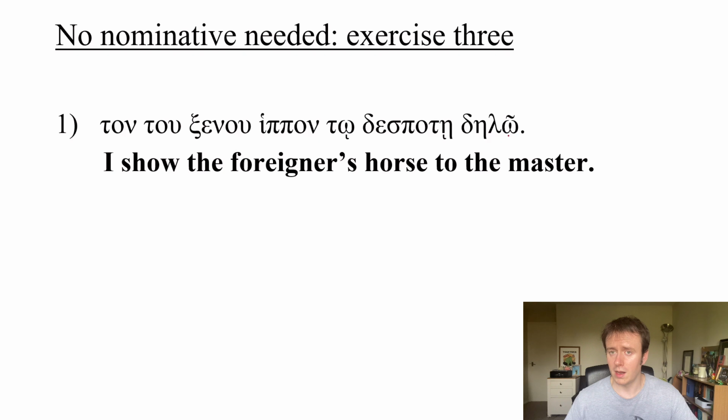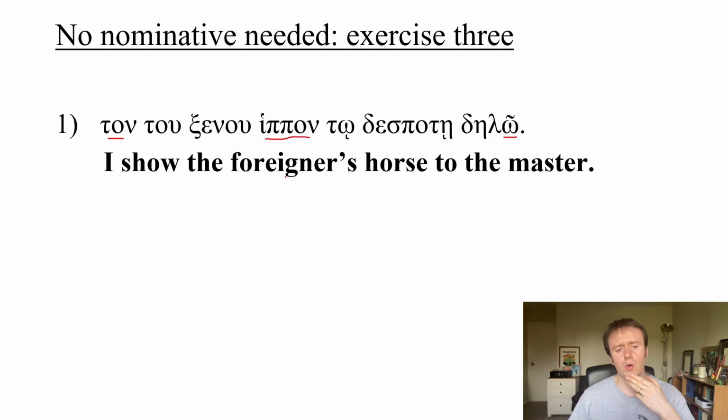This is from the verb delor, which is the verb to show. But the omicron at the end of the stem has contracted with omega to make omega, which is handy. It's the same person ending as it usually is, just with a circumflex above it. So that lets us know that it means I show, or I am showing. And then we've got ton going with hippon.